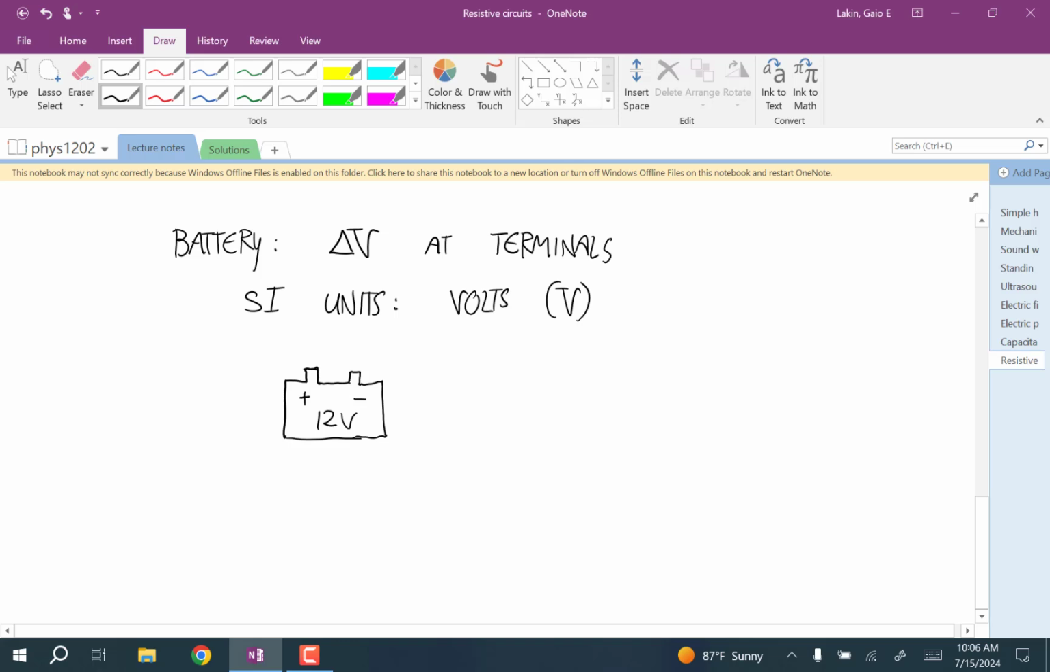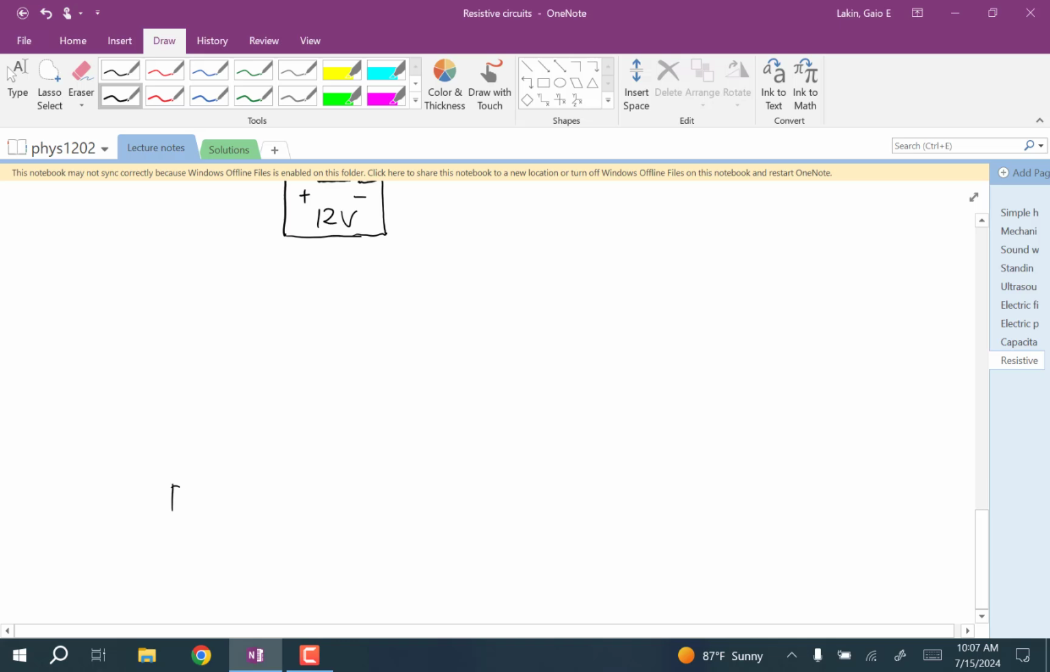And what that says is that the potential difference is 12 volts, or the electric potential is 12 volts higher on the positive side than it is on the negative side. So if you took a voltmeter to measure voltage and put the positive on the positive terminal of the battery and the negative on the negative terminal of the battery, it would tell you 12 volts. If you switched it around, it would tell you negative 12 volts. A resistor is something that limits current.